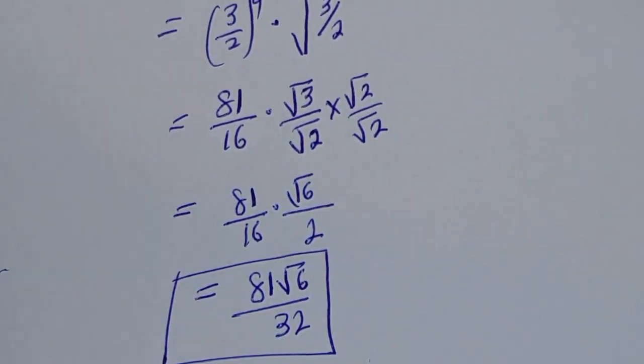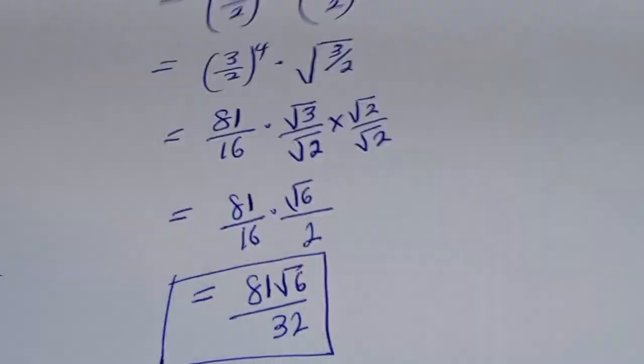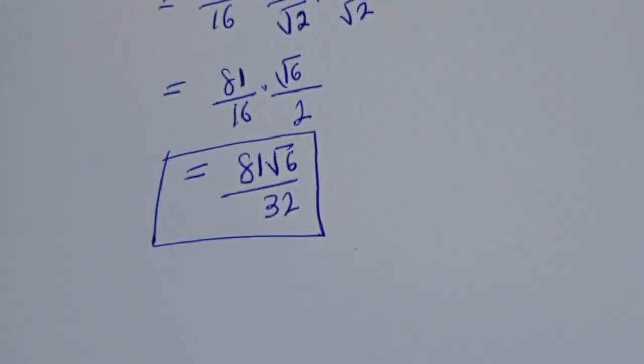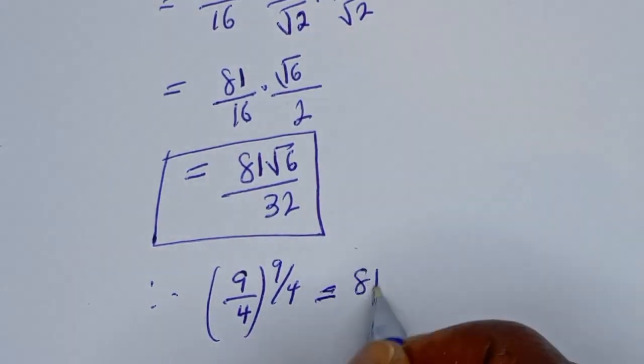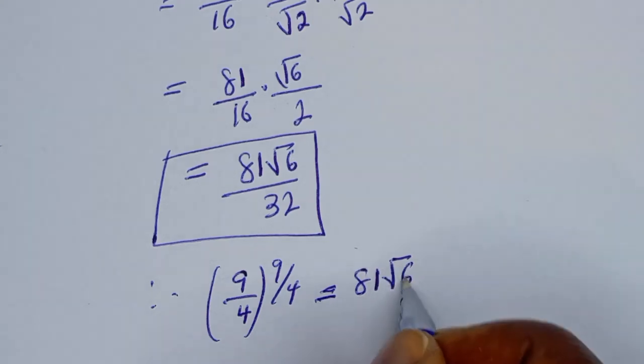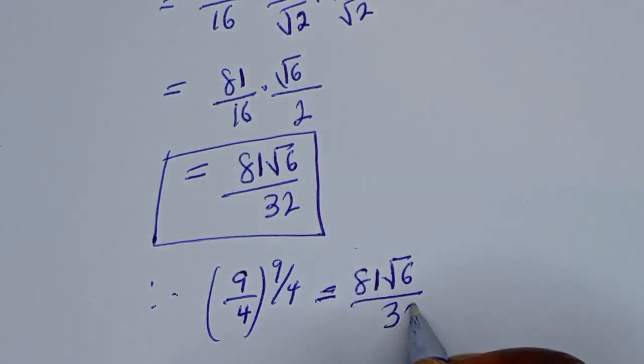Therefore, (9/4) to the power of 9/4 is equal to 81 root 6 over 32.